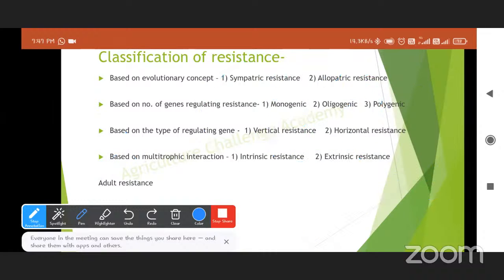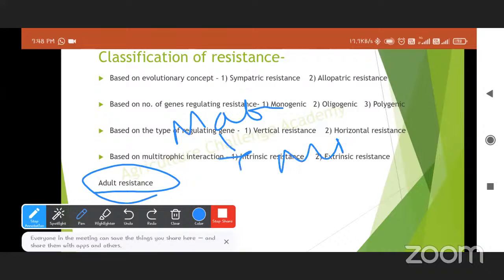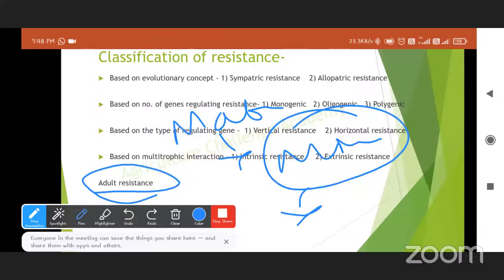Okay, here you are seeing one more term, adult resistance. Adult resistance. What does it mean? There are some synonym terms for it. Adult resistance is also known as mature resistance or field resistance, and it means cumulative effect. It refers to the phenomenon where the cumulative effect of minor genes is expressed when plants are mature. Okay, mature plants have a lot of minor genes, and when in old stage they show the cumulative effect, then it is known as adult resistance or mature resistance or field resistance.